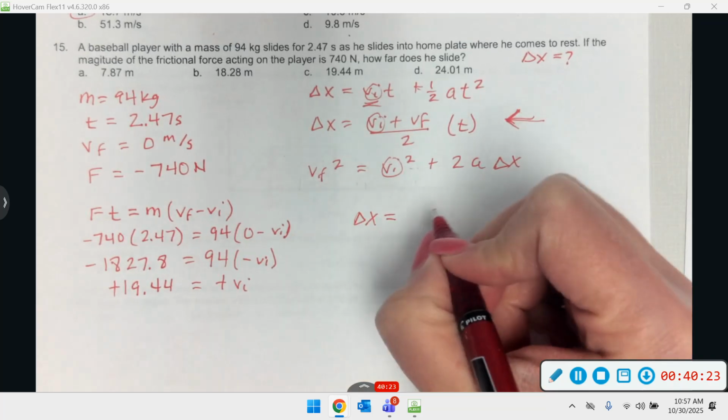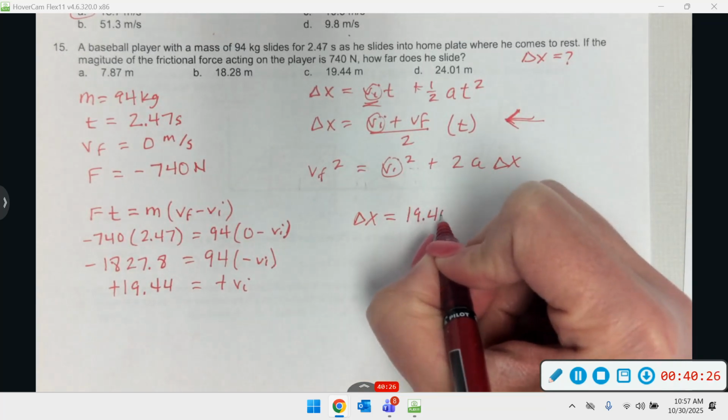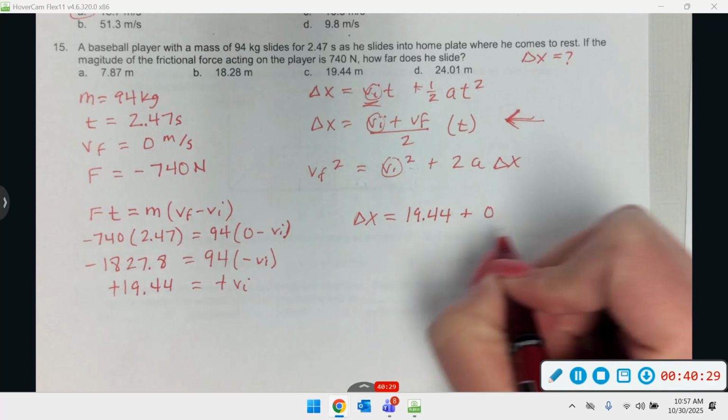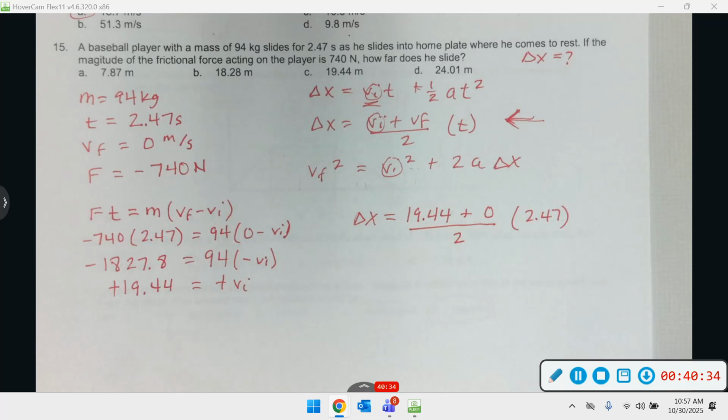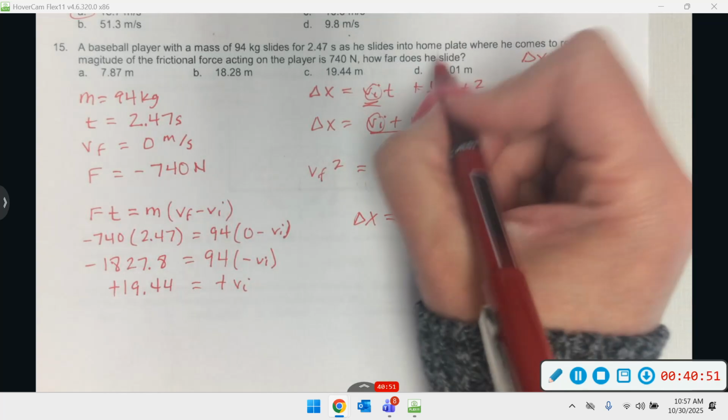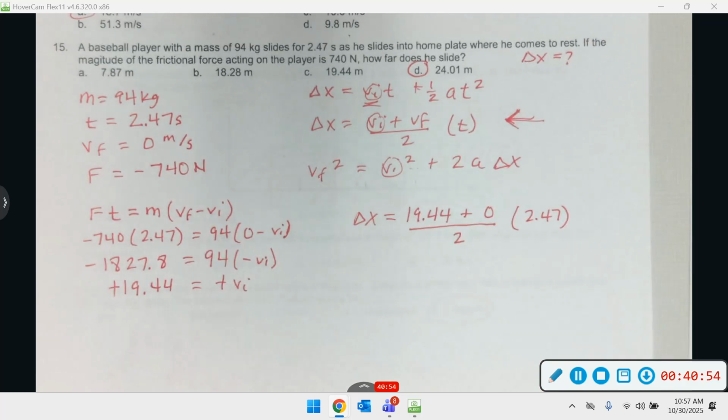Delta x equals VI, which is 19.44, plus VF, which is 0, divided by 2, times my time, which is 2.47. All right, so 19.44 divided by 2, because plus 0 I don't have to worry about, and then times 2.47 is 24.01, which is answer choice D. So the answer you should have selected for number 15 is D, and 2/3 of you guys got that right, 67%.